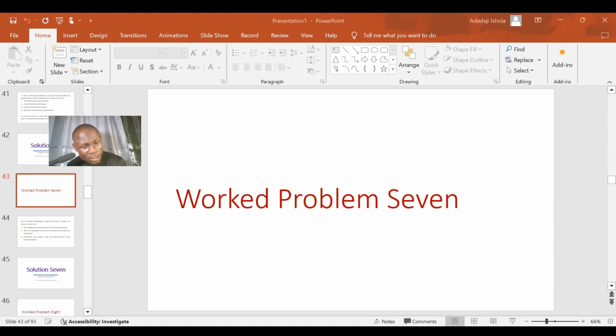All right, we are still on our probability distribution. Now, we've been trying to look at a set of questions to solve our probability distribution, and here is a further continuation of that. This will be the seventh problem we'll be looking at.